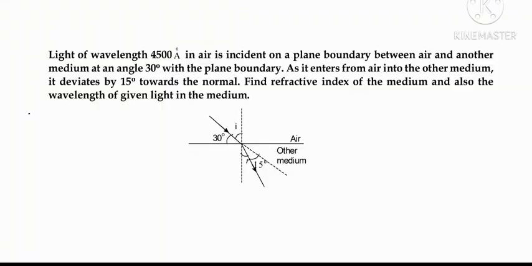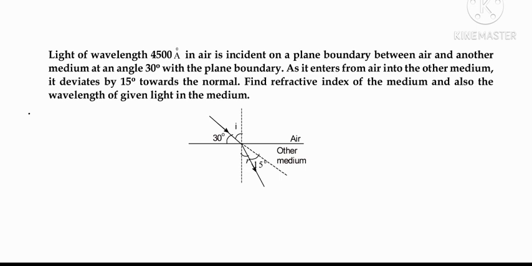Light of wavelength 4500 angstrom in air is incident on a plane boundary between air and another medium at an angle 30 degree with the plane boundary. As it enters from air into the other medium, it deviates by 15 degree towards the normal. Find the refractive index of the medium and also the wavelength of the given light in the medium. So what we need to find? The refractive index of the medium and the wavelength of light in that medium.